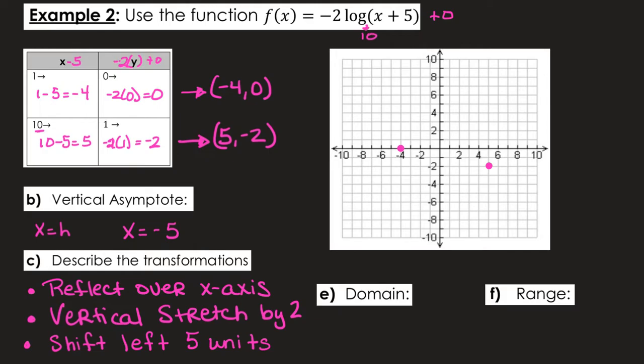Our vertical asymptote is at negative 5, so we're going to go over to negative 5 and put our little dashed lines all the way from one side to the other. Now, don't forget that this function was reflected over the x-axis. So if you look at this graph going left to right, you'll see how the point on the left is higher than the point on the right. So that means it's going from the top, going down and to the right. So let's go ahead and graph that.